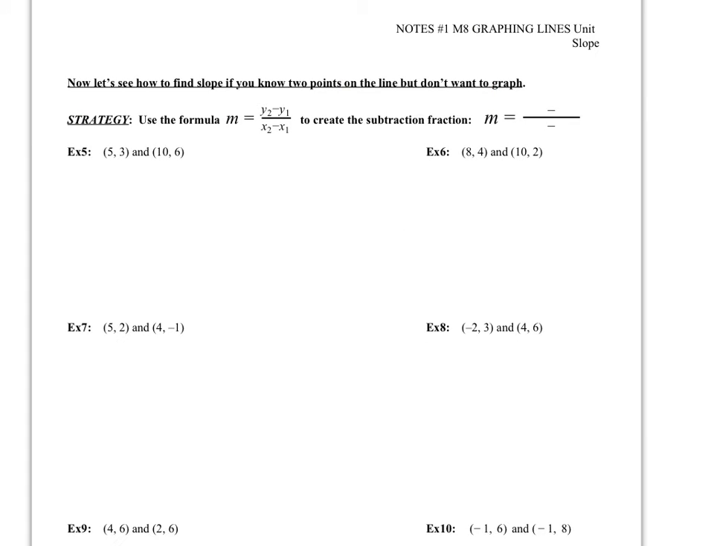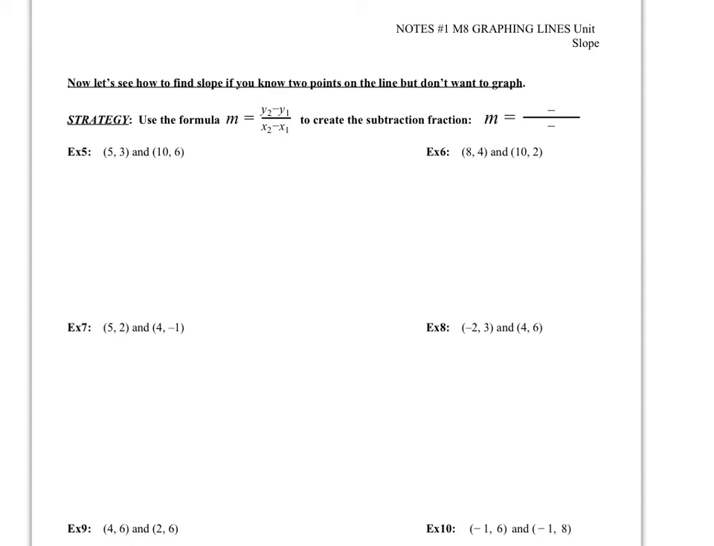So now we're going to see how to find slope if you know 2 points on the line but don't want to graph. In this situation, I know the line passes through these 2 points, and I could graph them and use rise over run, or I could use this formula here that I like to call the subtraction fraction. One strategy that I use when doing any of these types of problems is I actually like to set up my fraction first, and then I'm going to enter the information.